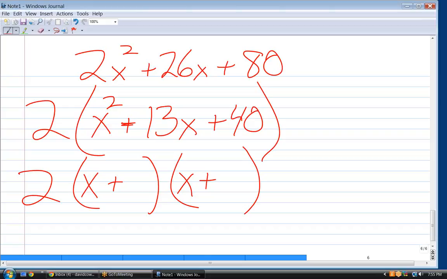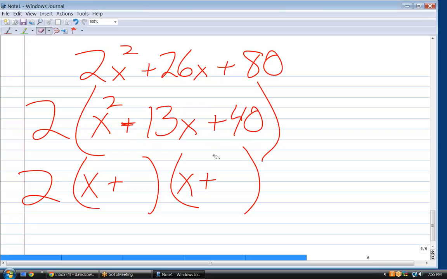Add up to 13. Right. Add up because of that. Not because of this, but because of this. In fact, that could be negative, and we would still want them to add up to 13. Okay, what factors of 40 add to 13?